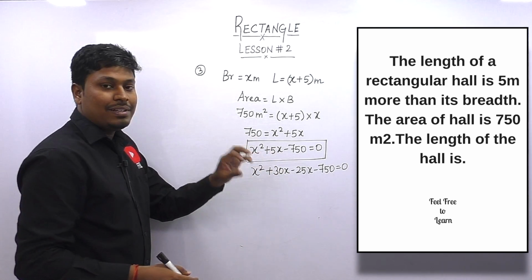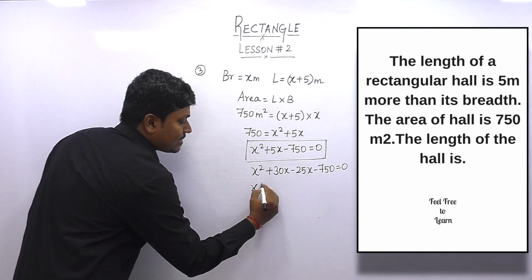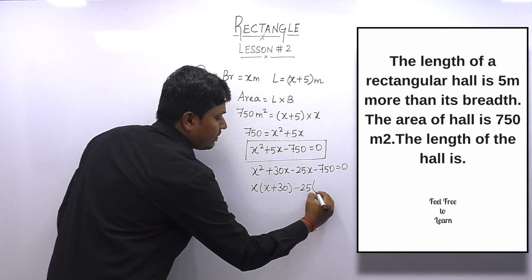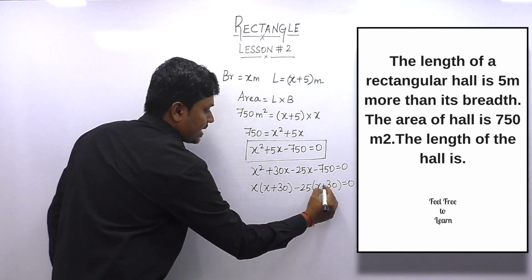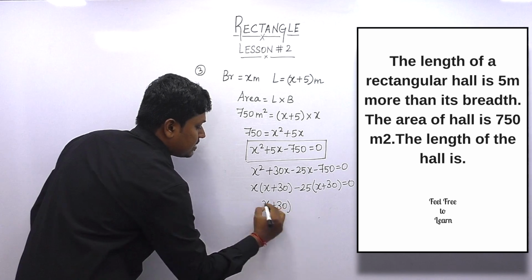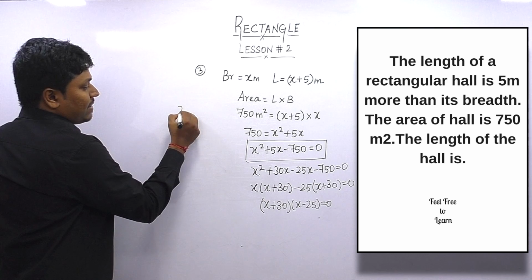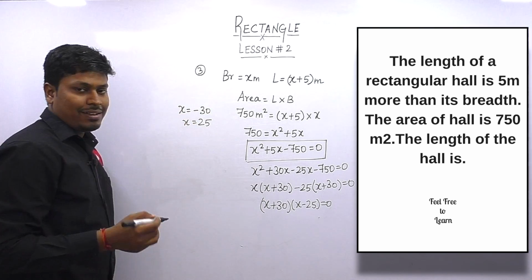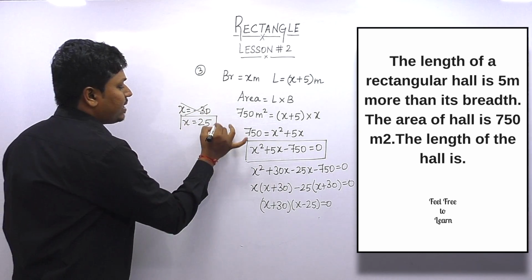So these are the things we have learned in the quadratic equation topic, right? From the first two terms we can take x as common, so x plus 30. From the second two terms we take minus 25 as common, so x plus 30 is equal to 0. So the first term is x plus 30 and the second term is x minus 25, equal to 0. So we can say the first value of x will be minus 30 and the second value of x will be 25. So the negative value is always eliminated in geometry. So we can say the value of x will be 25.